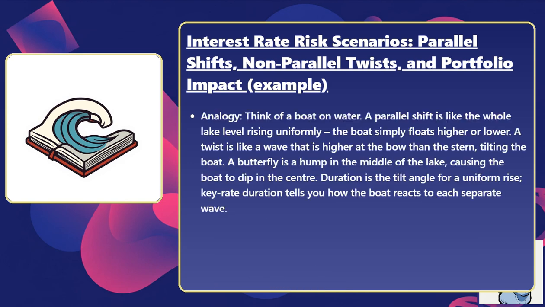Analogy: think of a boat on water. A parallel shift is like the whole lake level rising uniformly, so the boat simply floats higher or lower. A twist is like a wave that is higher at the bow than the stern, tilting the boat. A butterfly is a hump in the middle of the lake, causing the boat to dip in the center. Duration is the tilt angle for a uniform rise. Key rate duration tells you how the boat reacts to each separate wave.